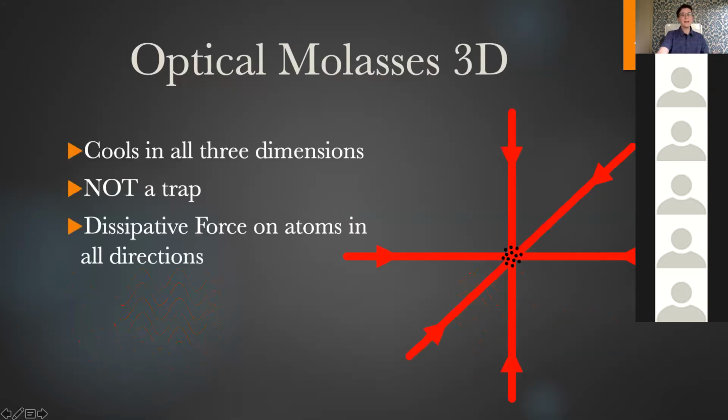But let's expand it to 3 dimensions. So we now apply beams in all 3 directions. What this does is it makes there be an opposition to motion no matter what direction the atom is moving. Think of this like friction or air resistance. It's a dissipative force on our atoms. But it's very important to note that this is not a trap. We have yet to actually trap our atoms. If our atoms fall out of our beams, there's no way of getting them back.